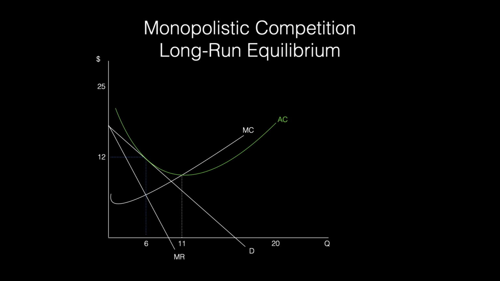Minimum efficient scale is the least amount that must be produced to obtain the lowest possible average cost, which in this graph is 11 units of output. Excess capacity is the amount that the firm would have to expand output to achieve minimum efficient scale. Here, excess capacity is 5 because the firm would have to expand output from 6 to 11 units to achieve the lowest possible per unit costs. The fact that each firm in monopolistic competition has excess capacity implies that each firm is too small or is producing too little to achieve the lowest possible per unit costs.